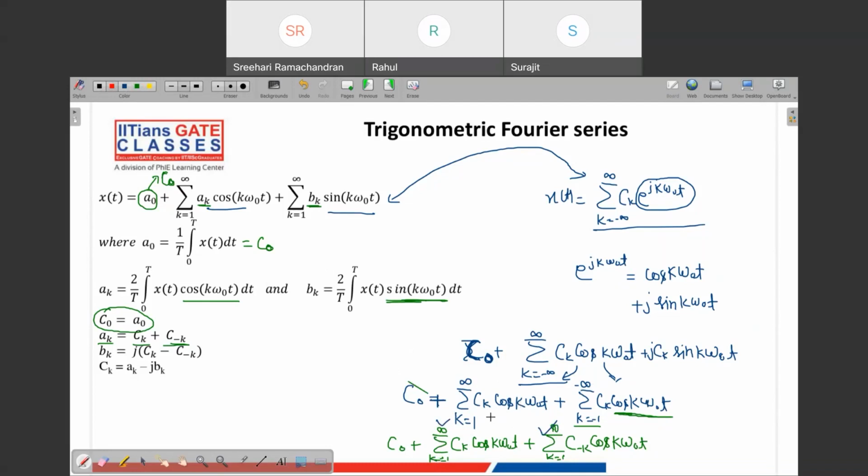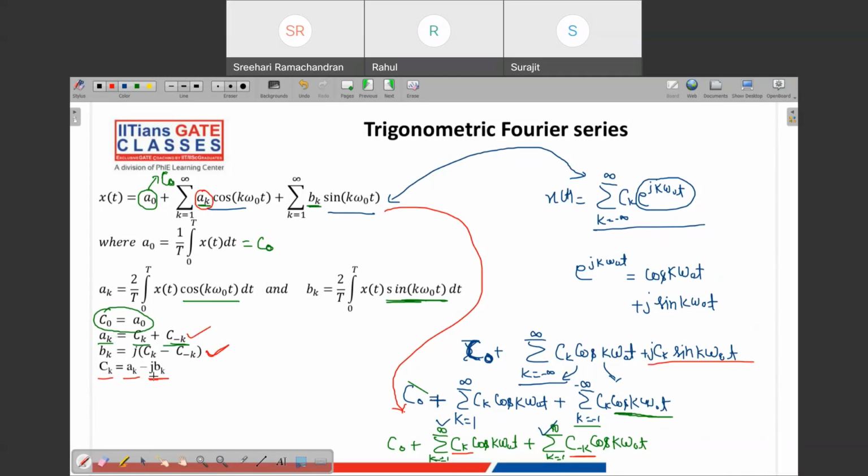Now both the first term and the second term have a limit from k equal to 1 to infinity, so you can combine these two. Once you combine them, you'll get ck plus c minus k, which is essentially equal to ak if you compare this equation with this one. That's where you'll get ak equal to ck plus c minus k. Similarly, if you do the same thing for the sine, you'll get bk equal to jck minus c minus k, and ck you can write in terms of ak plus jbk. So this is the relationship between the trigonometric Fourier series and the exponential Fourier series representation.